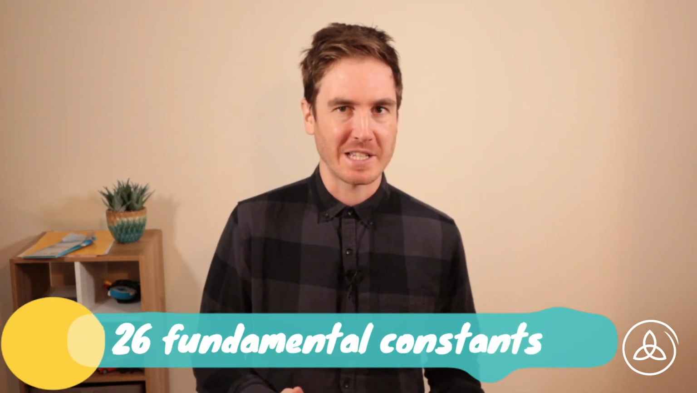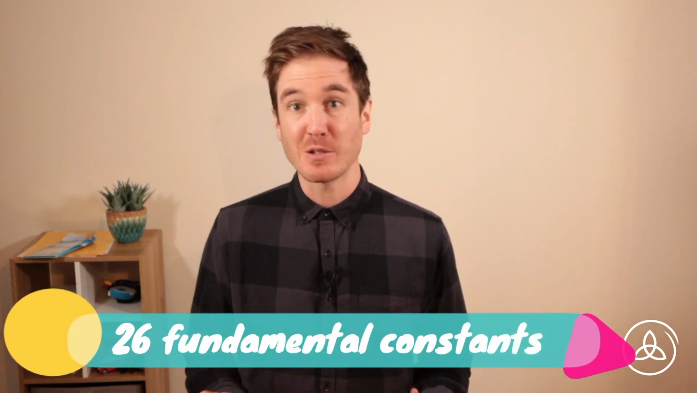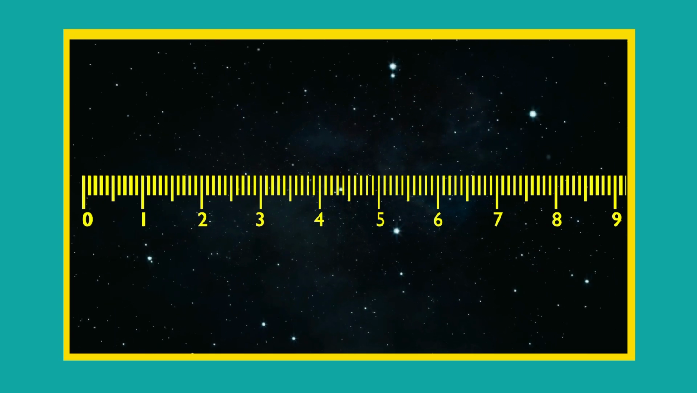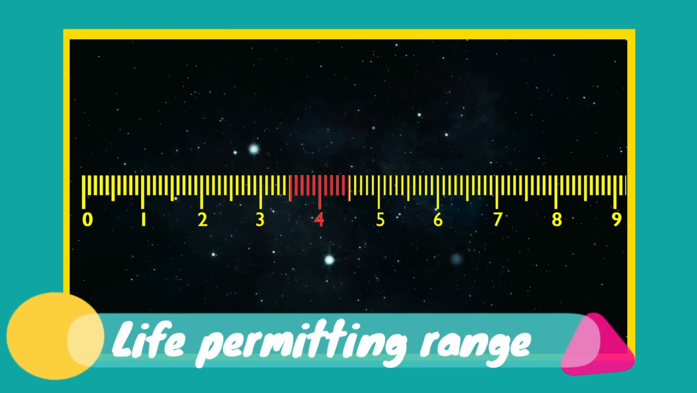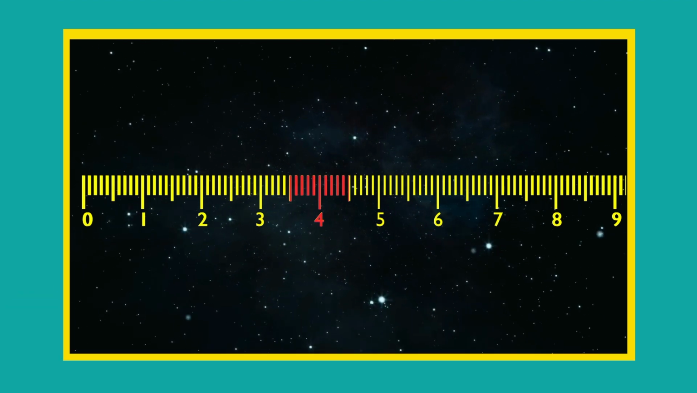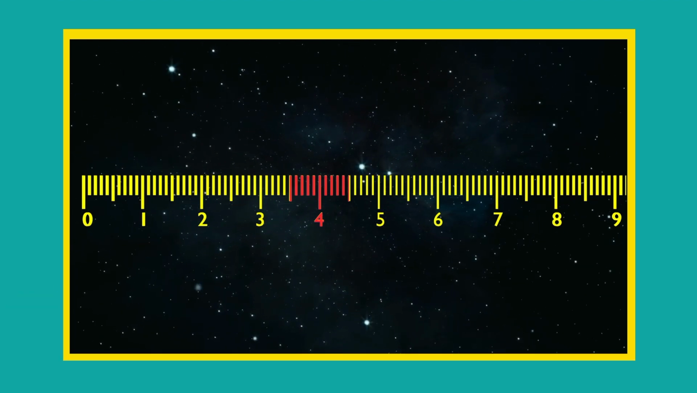Scientists generally agree that we need 26 fundamental constants or qualities in order for our universe to exist. Now, 26 doesn't seem to be that big of a number. However, each one of these fundamental constants has a range called the life-permitting range. And if its number is anywhere beyond that range, then life doesn't exist. And this life-permitting range is small. Very, very small.